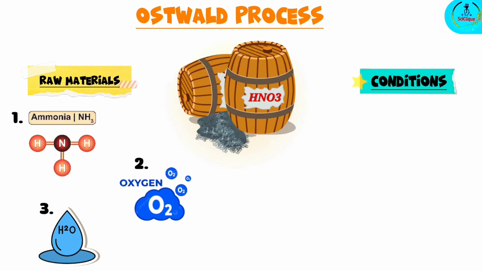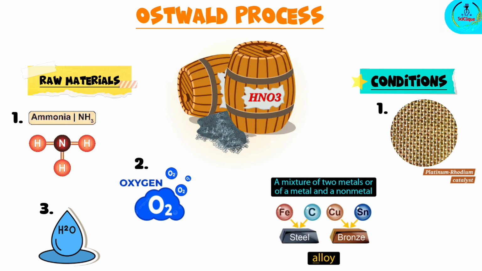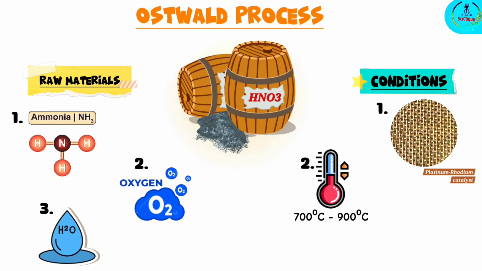We also have three conditions that need to be there. These are the optimum conditions, the best conditions for the production of a high yield of nitric acid. Number one, the presence of a catalyst. So the catalyst that is used is an alloy of platinum rhodium. And that is the reason why it's written as such. So it's not platinum, it's not rhodium, it's an alloy of both. We have temperatures. The temperatures are usually between 700 degrees Celsius to 900 degrees Celsius. And lastly, pressures as high as 9 atmospheres.